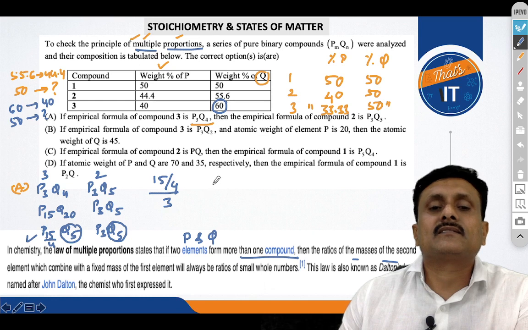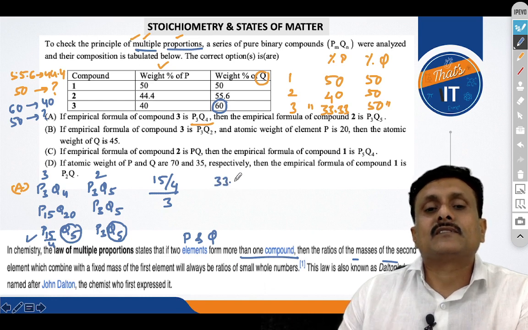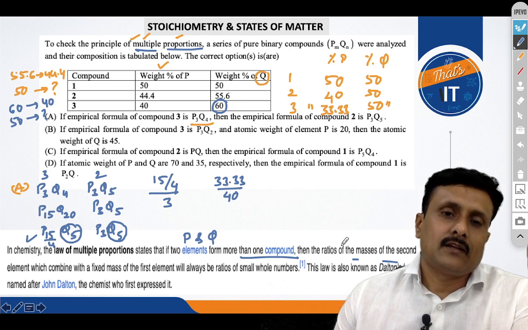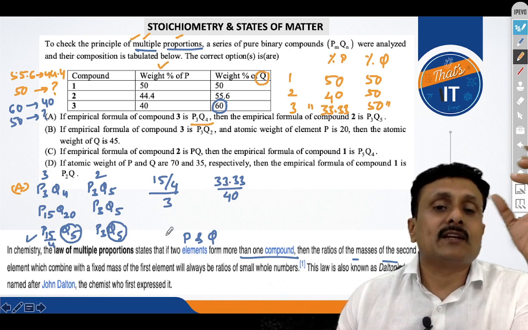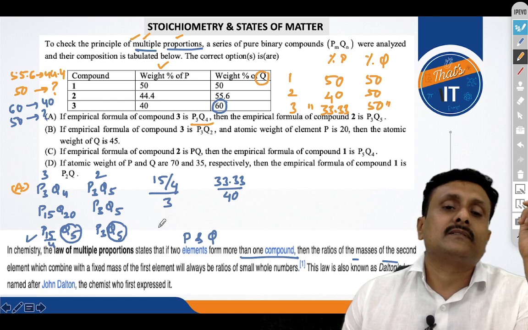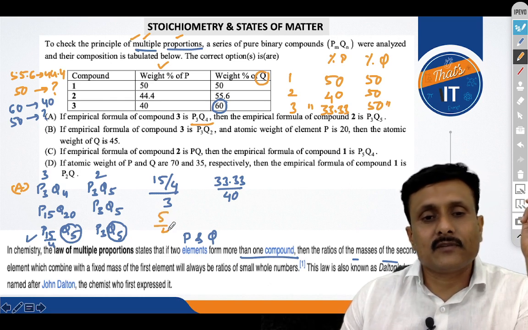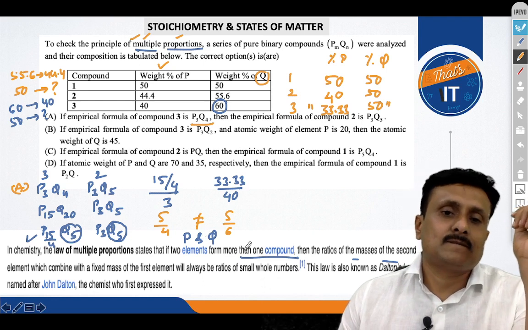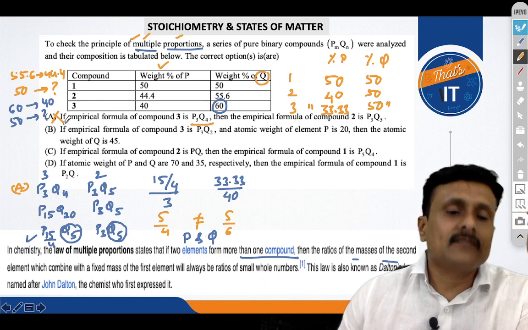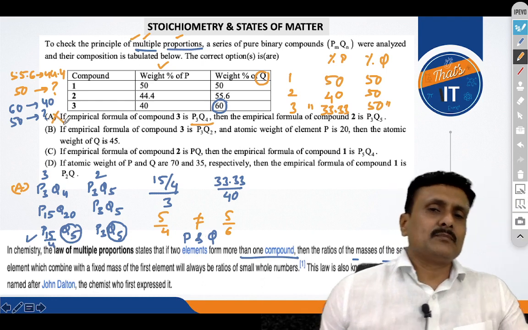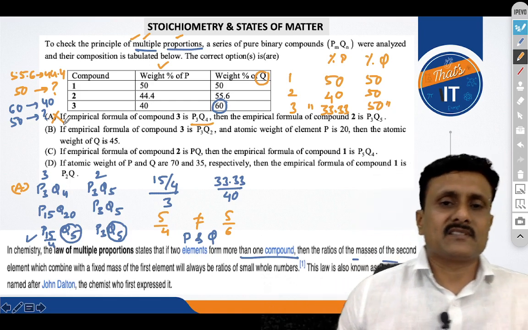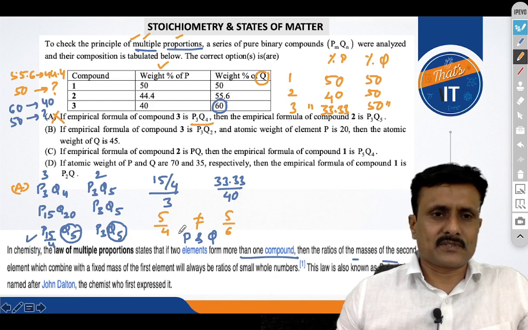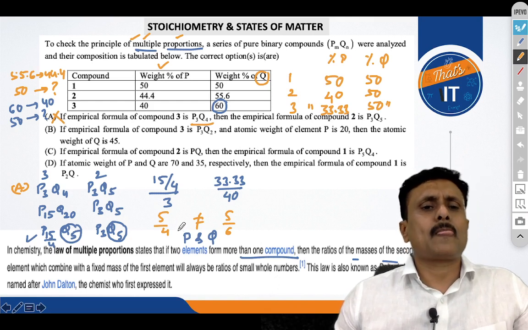Over here it is 33.33 divided by 40. So we have to check, are they turning out to be equal or not, isn't it? So this is turning out to be 5 by 4, however this is 5 by 6, so they are not matching, isn't it? So option A is incorrect. Simple law of multiple proportions is being taken into consideration, alright. You know how to sort out option B then, alright.